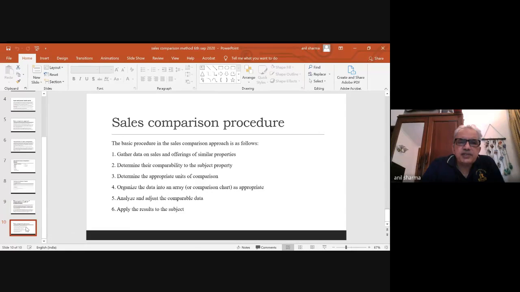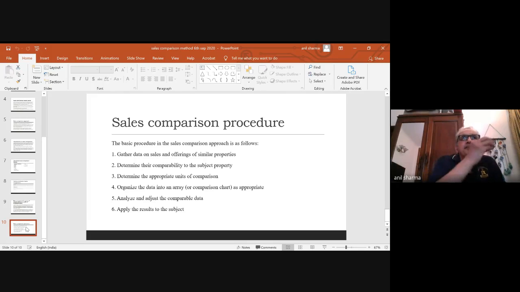So what is the procedure for this? Basically, gather data on sales and offerings of similar properties. You will check comparability to the subject property, and evaluate the units of comparison. You will analyze and adjust the comparable data and apply the results to the subject. This is basically the procedure, but broadly, you will have to make some adjustments for the unlikeness of the two assets that you have to value.